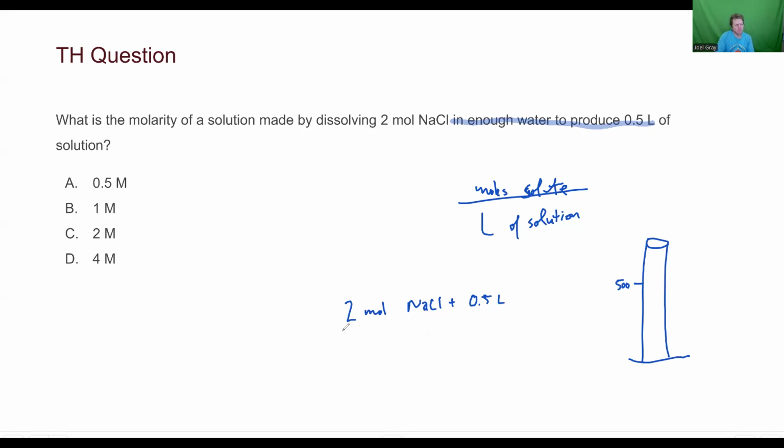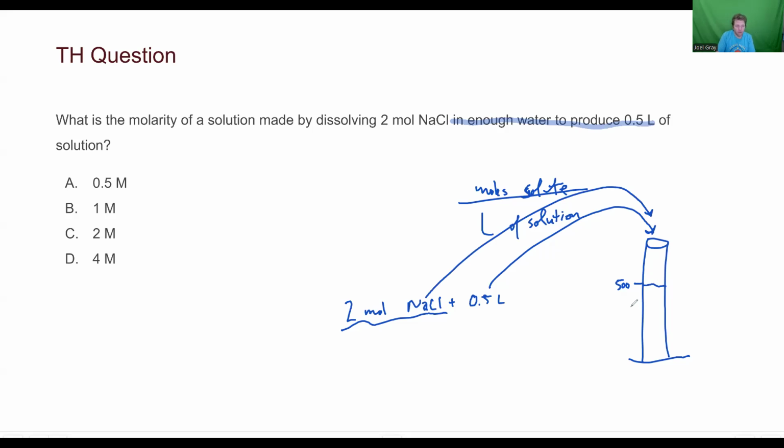Does salt take up space? Sure, it will dissolve, but does it take up some space? It absolutely does. So let's say I got 500 milliliters, or 0.5 liters, of water and added it directly to here. And then after that, I got the salt and added it to there.